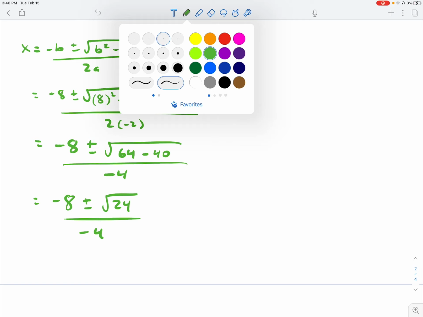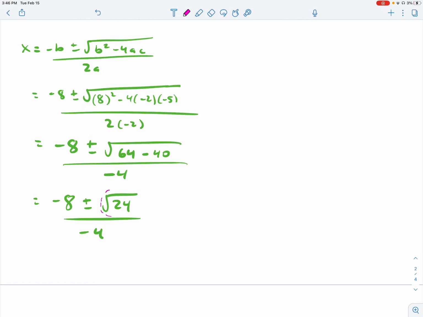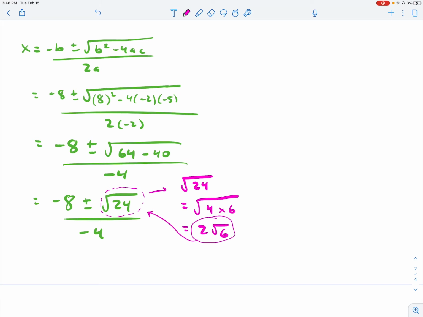It's a good thing we just previously had that lesson on radicals. We're now going to take this radical here, the square root of 24, and split it up into 2 to simplify it. The largest perfect square that fits in 24 is 4. So we have 4 times 6. The square root of 4 is 2, so we're going to have 2 root 6. I want to replace it in for root 24. So we have -8 plus or minus 2 root 6 over -4.